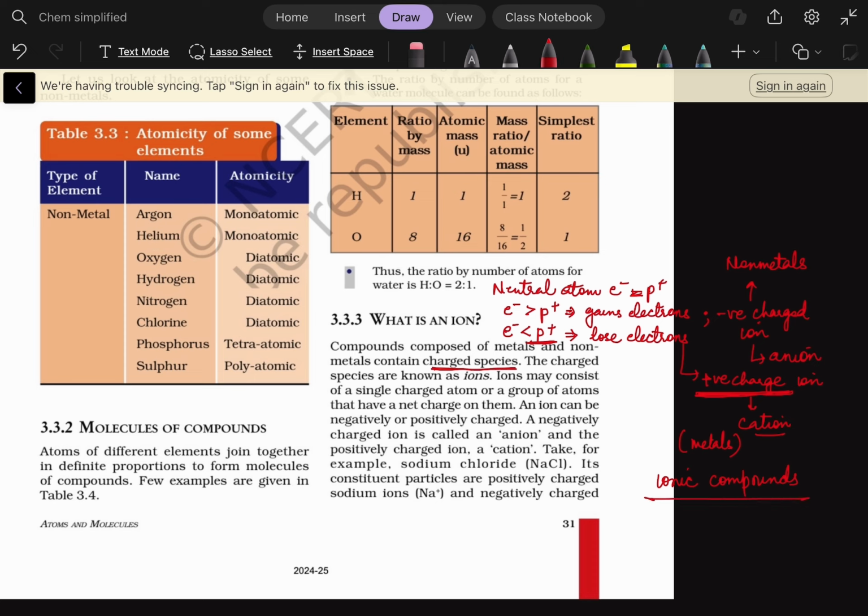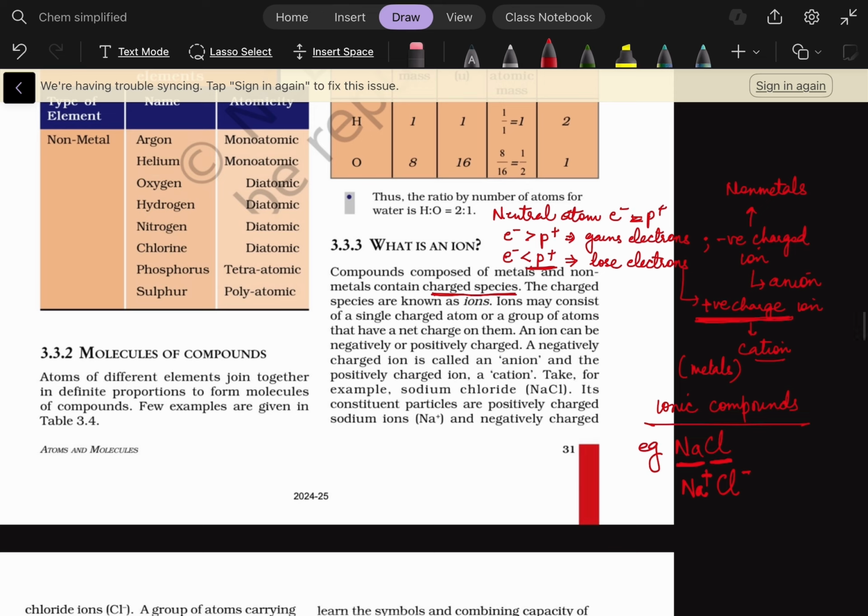For example, if I take NaCl, in NaCl, sodium is a metal and chlorine is a non-metal. So sodium has the tendency to lose electrons, and therefore it forms Na+, and chlorine has the tendency to gain electrons, and therefore it forms Cl-. Cl- has 1 unit of negative charge. Now these oppositely charged ions together form this ionic compound.